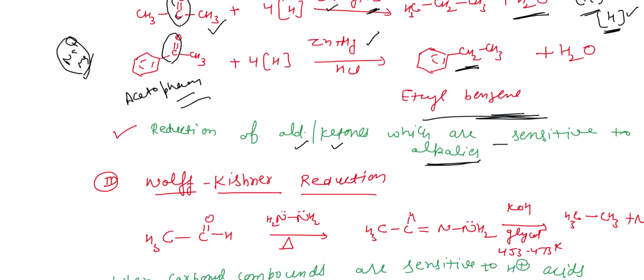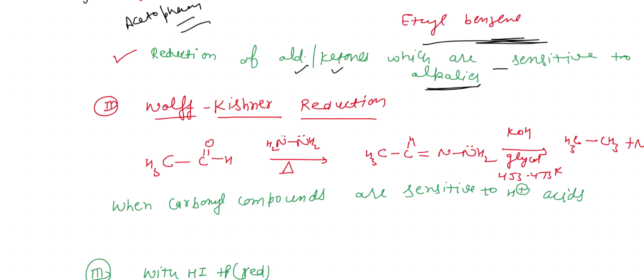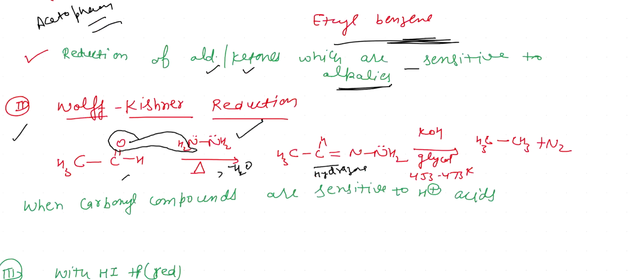The next reaction is the Wolff-Kishner reaction. In the Wolff-Kishner reaction, the reagent used is hydrazine. We have already done the reaction of carbonyl compounds with hydrazine, and the product we got is hydrazone. This is your hydrazone, in which there is formation of a double bond between carbon and nitrogen with the elimination of one molecule of water. Now further, this hydrazone is followed by the reaction with KOH in the presence of solvent glycol at high temperature, that is 453 to 473 Kelvin.